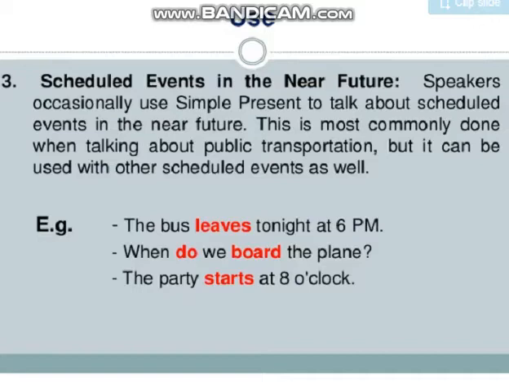Like here in examples you can see: the bus leaves tonight at 6 p.m. When do we board the plane? The party starts at 8 o'clock. So here, the bus leaves tonight at 6 p.m. It would happen tonight. We are not talking about last night, we are talking about tonight. So tonight is yet to come, but it is a sentence of near future, and that's why we use simple present tense for it, because it is a scheduled event that the bus would leave at 6 p.m.